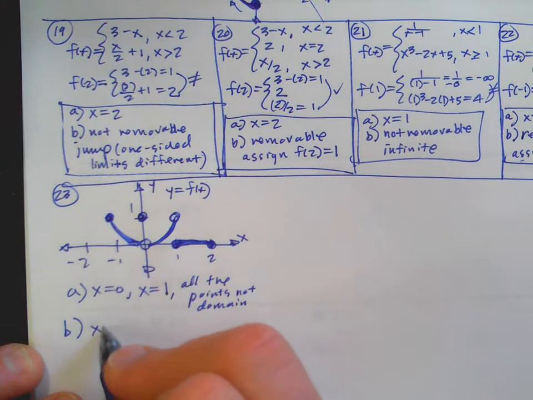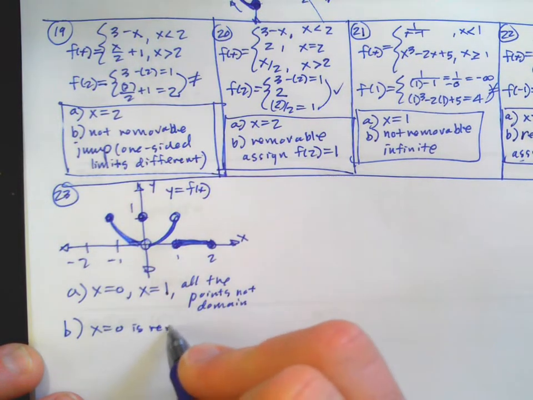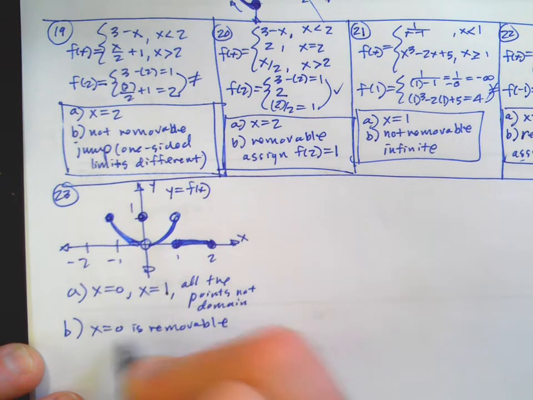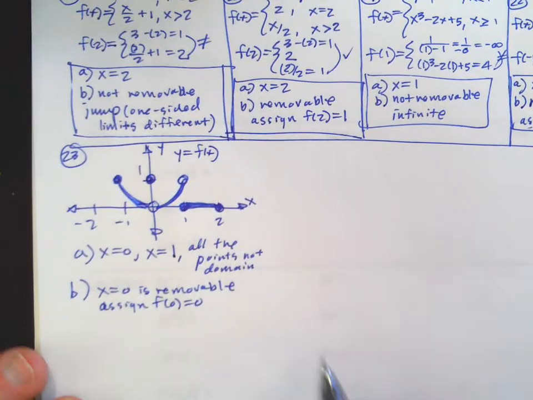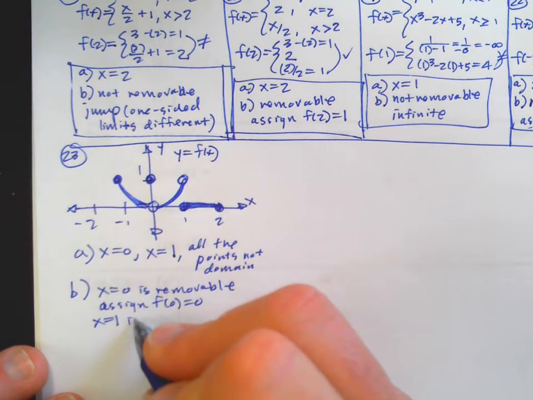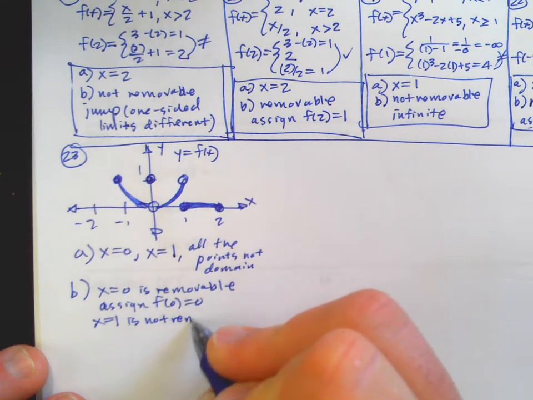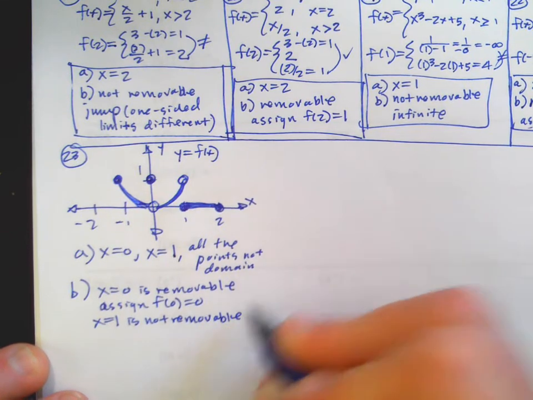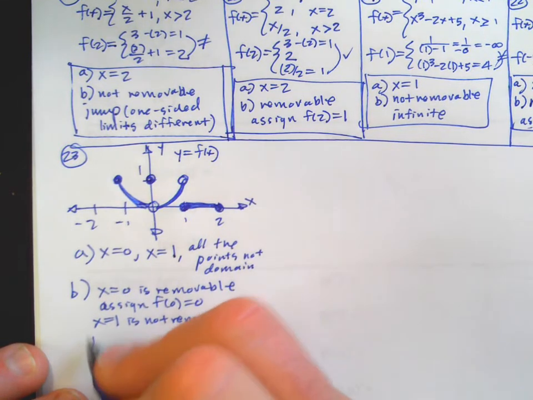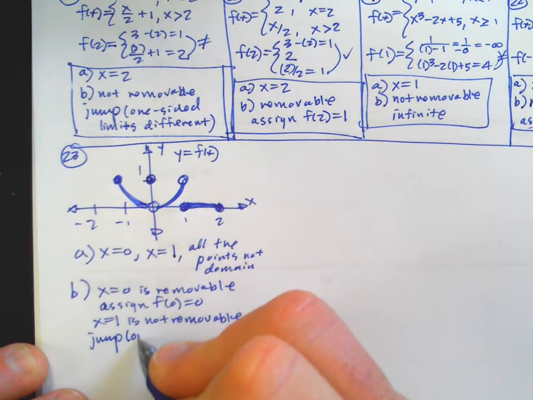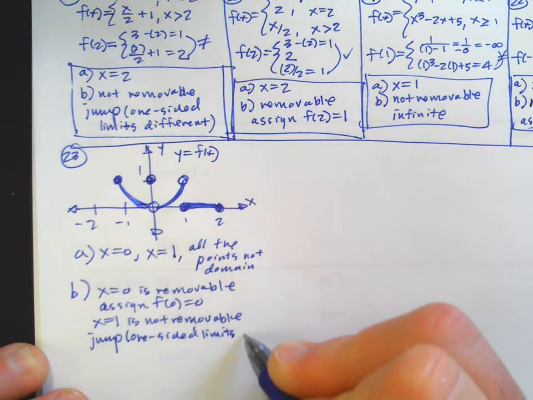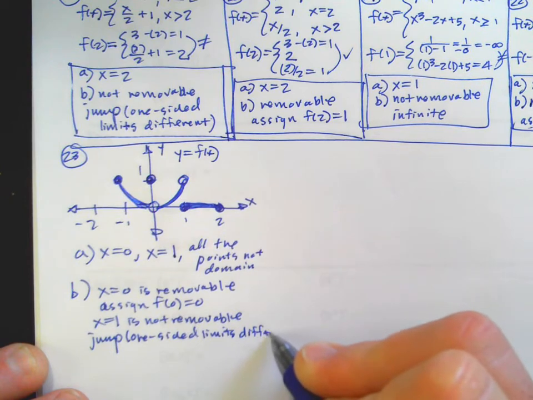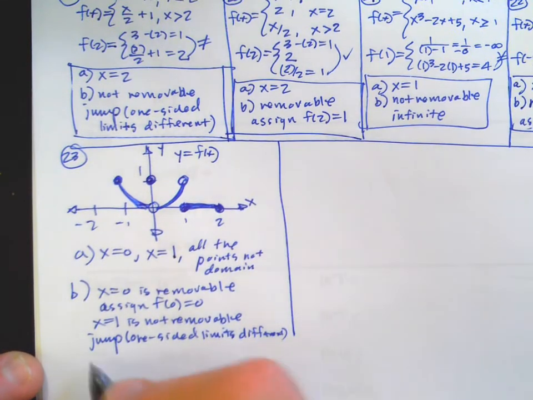x equals 0 is removable, right? And so we could just assign f of 0 equals 0 so that there's no jump anymore. x equals 1 is not removable, because there's a jump. The one-sided limits are different. Okay, so there you go.